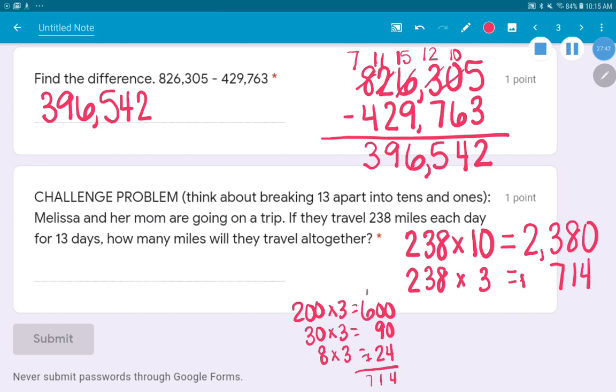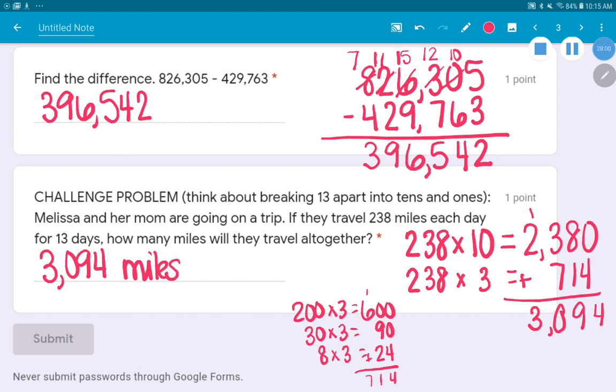What do I need to do with those two parts now? Add them together. 0 plus 4 is 4. 8 plus 1 is 9. 3 plus 7 is 10. Regroup the 1. 1 plus 2 is 3. So 3,094 miles. All right.